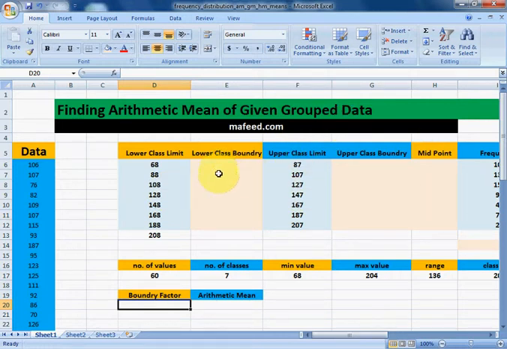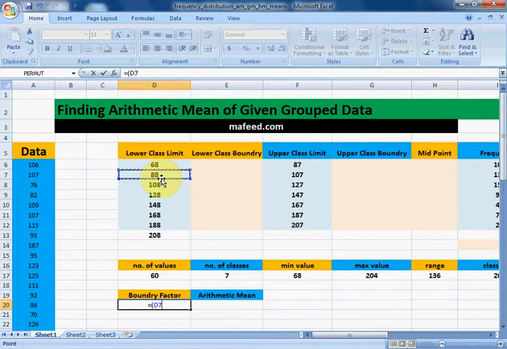Now let's move ahead. The first thing to find arithmetic mean of given group data, we need to find class boundaries, lower class boundaries and upper class boundaries. To find lower class boundary, we need to subtract a number. We will find that number by subtracting upper class limit of previous class from the lower class limit of next class: lower class limit of next class minus upper class limit of previous class, divided by 2.